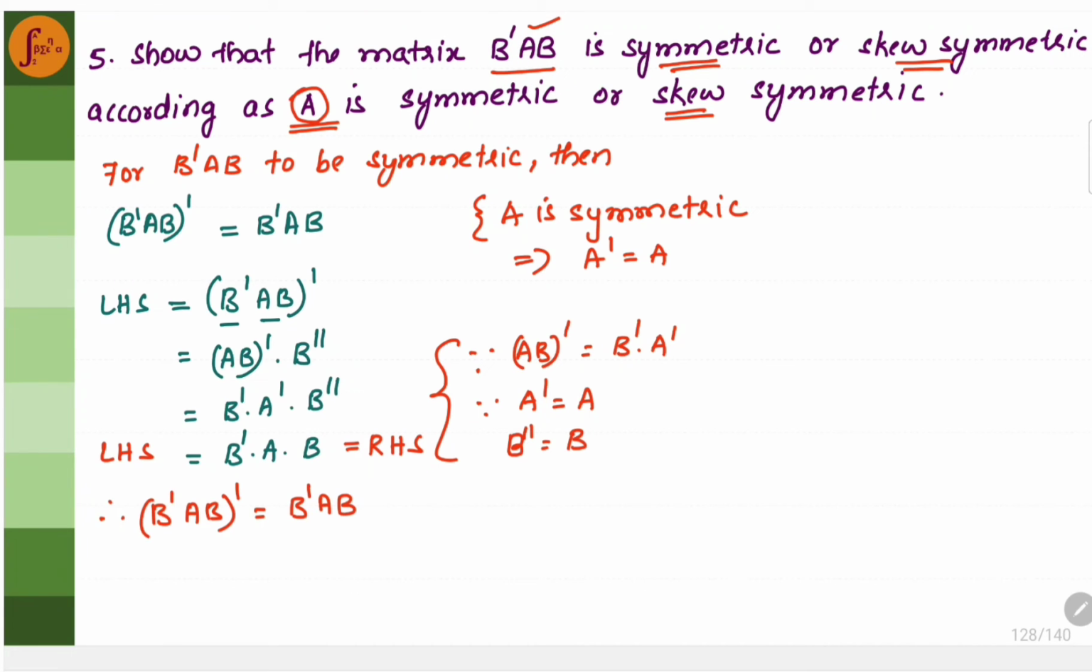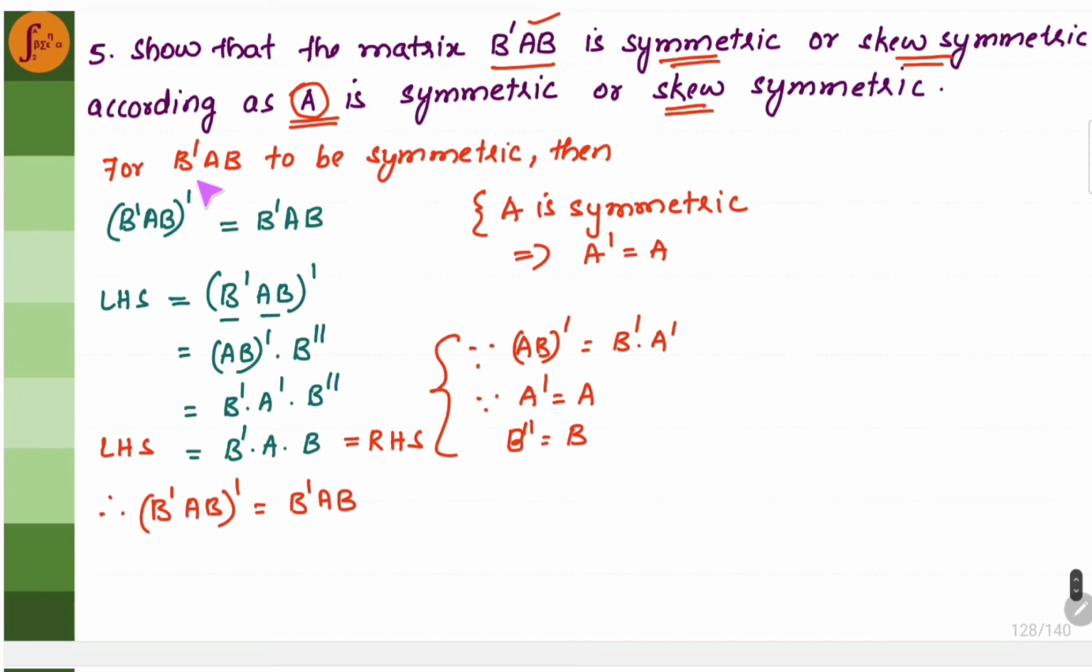So let's take case by case. Let's take the first case. We have to prove B transpose AB is symmetric. If this has to be symmetric, A also has to be symmetric, right? We'll have to prove that given A is symmetric, this has to be symmetric. So we take this. Now you take the transpose of this, B transpose AB, you take the transpose of this.